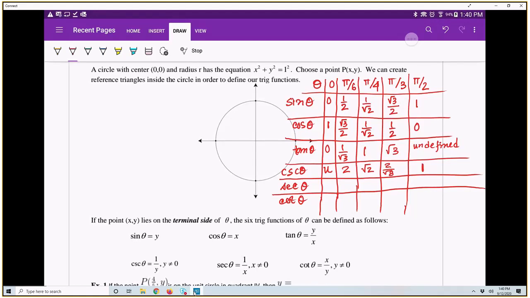For secant, you take the reciprocal of cosine. So that's 1, 2 over square root of 3, square root of 2, 2, and then this is going to be undefined. Again, u stands for undefined here. Cotangent of theta is the reciprocal of tangent, so I get u for undefined, square root of 3, 1, 1 over square root of 3, and 0. That's 1 over 0's reciprocal as 0 over 1, and hence 0.